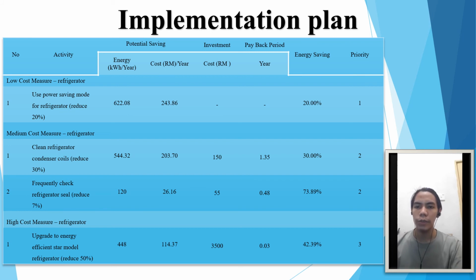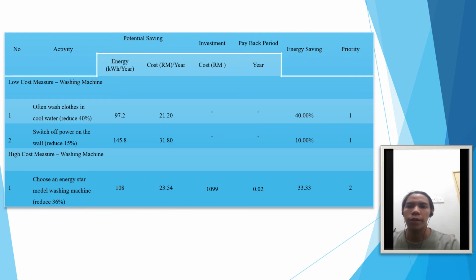The high cost measure for the refrigerator is to upgrade to an Energy Star model refrigerator. It will reduce 50% of energy consumption, that equals 448 kilowatt hour and will cost RM 114.37 with an investment of RM 3,500 ringgit.